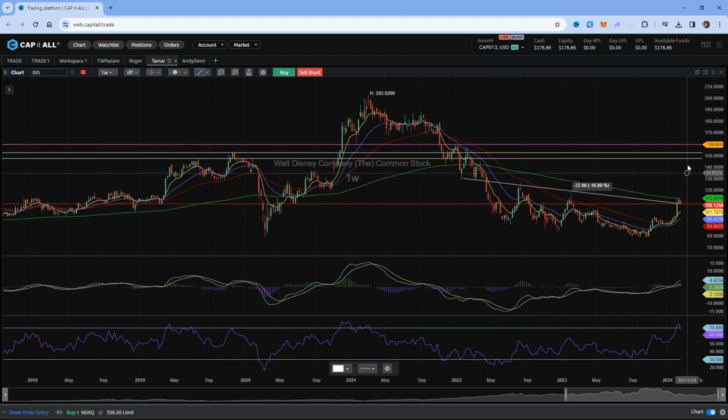But how far up are we going to go? I do like these levels up here. From 100 to 150 is a 50% move. That would be pretty decent. Let me draw a trend line. Oh wow, look at that, right at resistance. So right now, the gap fills at 100. Look at the RSI.